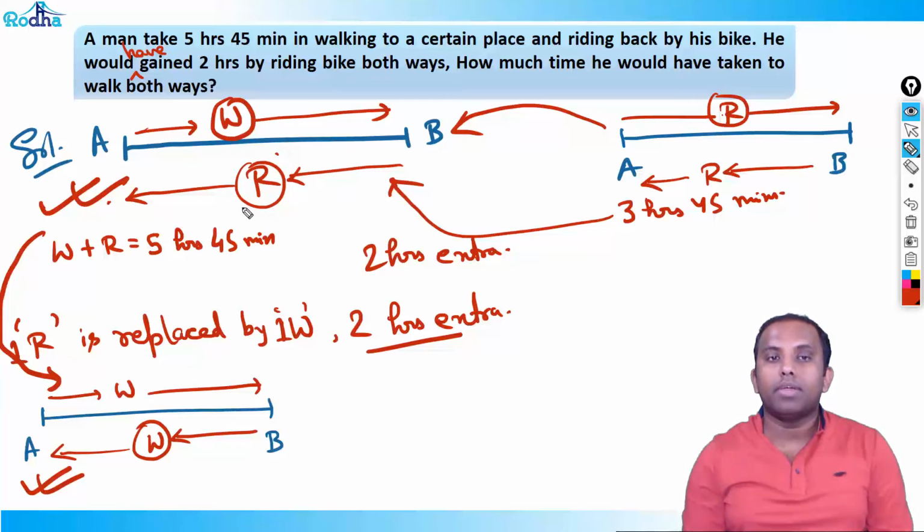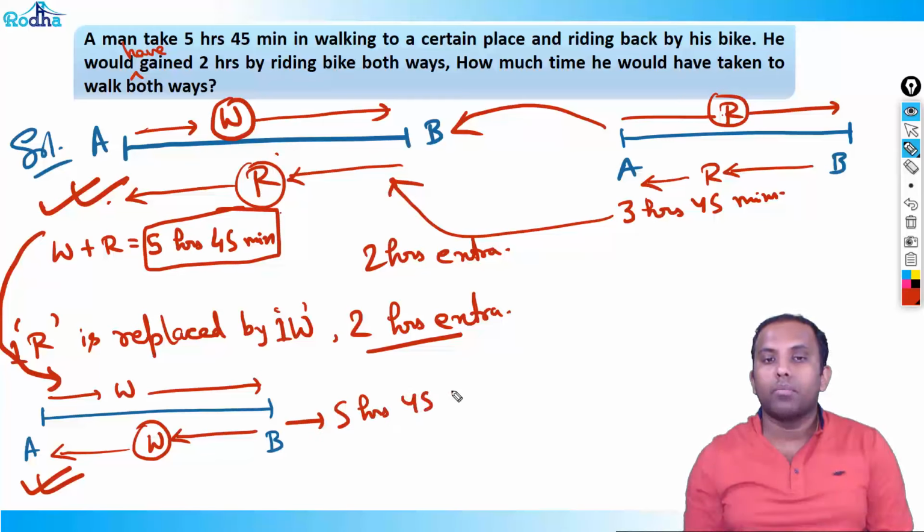So here what is the time taken? 5 hours 45 minutes. So here 2 hours extra. 5 hours 45 plus 2 hours extra, right? How much is that? 7 hours 45 minutes. That is the answer.